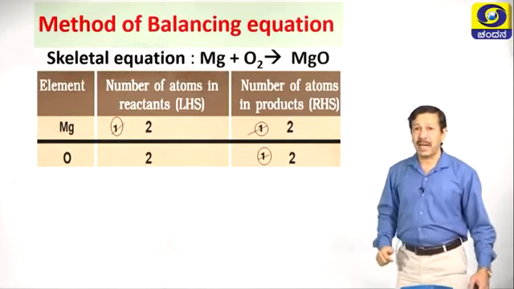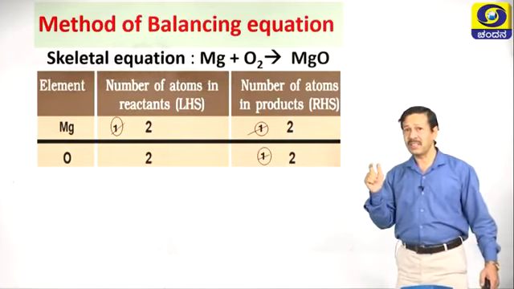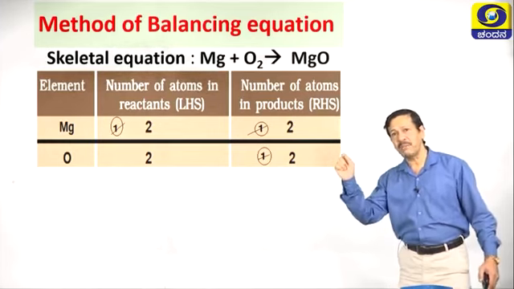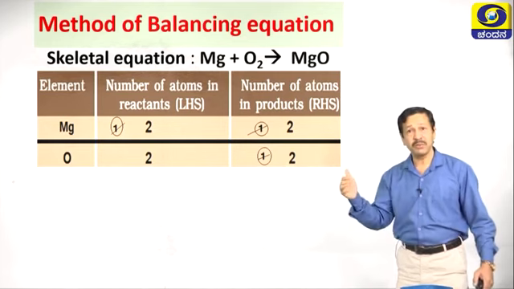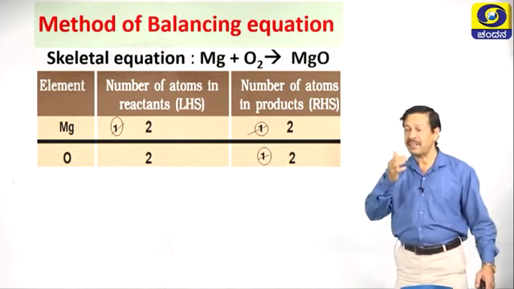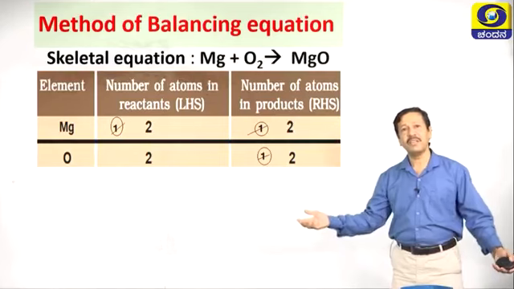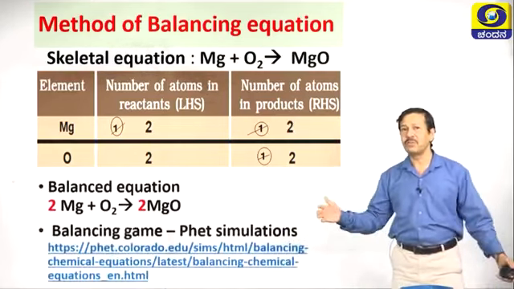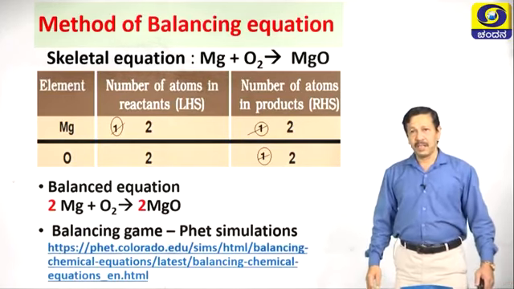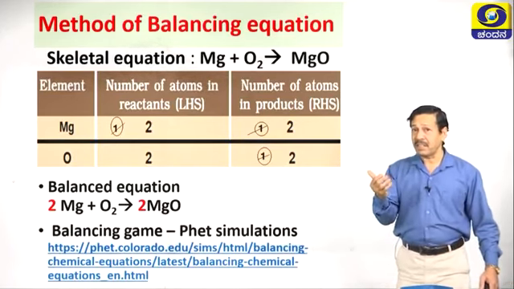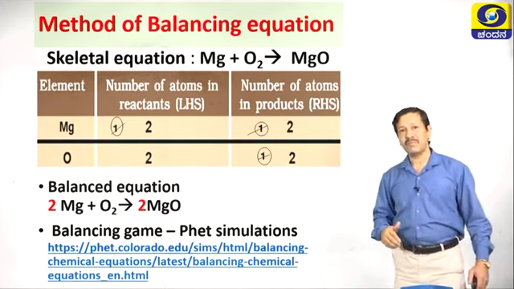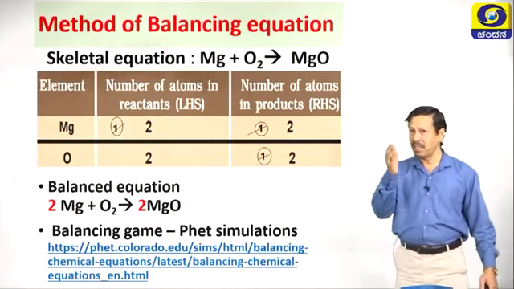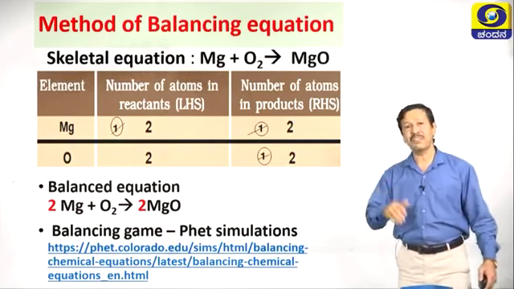Now, let us try to balance it. Oxygen is 2 on the left side, 1 on the right side. So, I will write 2 before MgO, then magnesium becomes 2. So, on the left hand side I have to write 2, then your balanced equation is ready. This is 2 Mg plus O2 gives rise to 2 MgO. You can enjoy this activity through a game, that is PhET simulations available online. So, you will learn and enjoy the balancing activity.